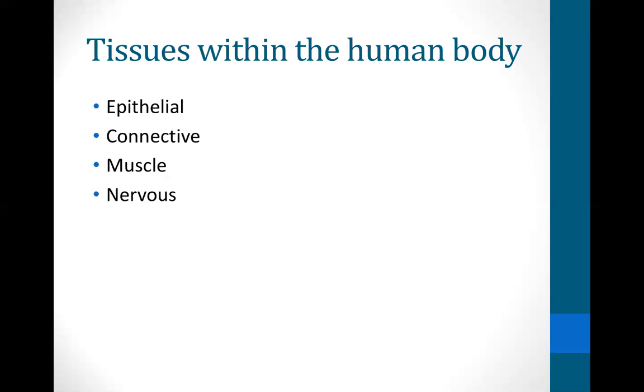Muscle tissue, I think you guys know what your muscle is, but muscle allows us to move. And then nervous tissue. Nervous tissue is composed of highly branched, elongated cells, and nervous tissue can transport nerve impulses from one end of the body to the other.